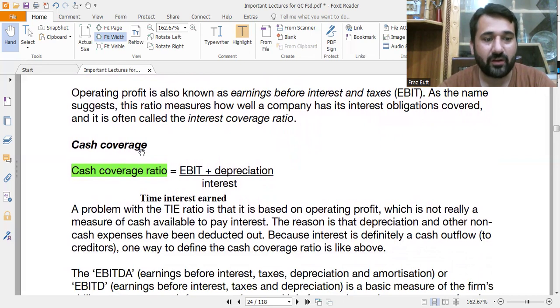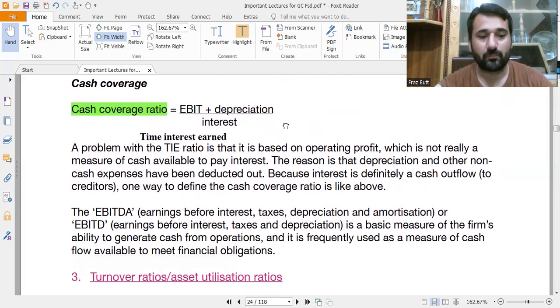Then cash coverage ratio. Earning before interest and tax, plus you have to add the depreciation in it. What is depreciation? The concept of depreciation says that it is a continuous reduction in the value of an asset. The reduction in the value of an asset is called depreciation. For example, when you buy a cell phone, with the passage of time, its value reduces. That reduction in the value of the asset is called depreciation. So, earning before interest and tax plus depreciation divided by the interest. This is called cash coverage ratio.